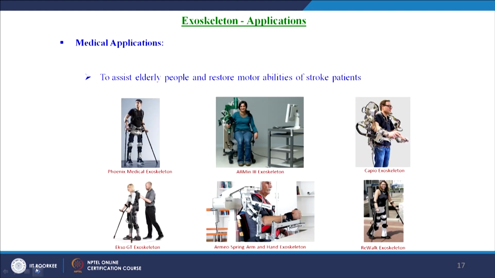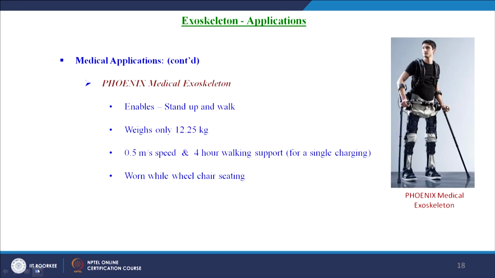Now coming to the next application, which is the medical application. We have several exoskeletons developed to assist elderly people or patients who lost control of their motor abilities due to stroke and other disorders. One is the Phoenix Medical Exoskeleton, another is the Armin third prototype exoskeleton, and the Capio exoskeleton. We have the Exo GT exoskeleton, an army of spring arm and hand exoskeleton. Then we have the ReWalk exoskeleton to discuss. But precisely, we focus on the Phoenix Medical Exoskeleton and the ReWalk exoskeleton in this lecture.